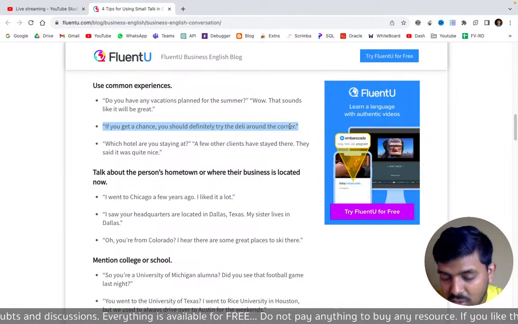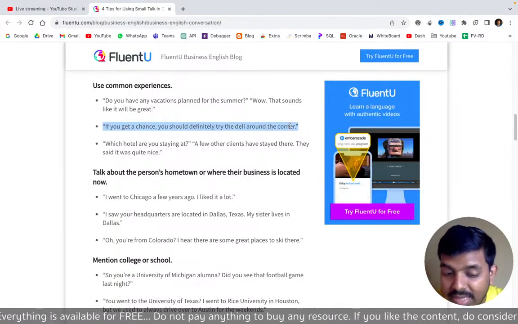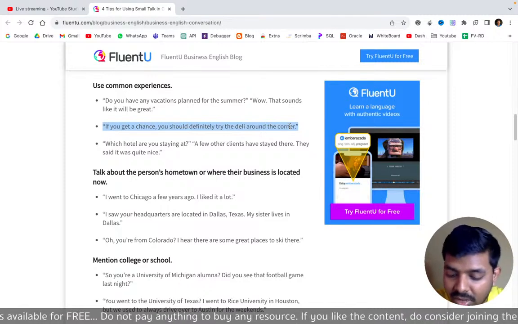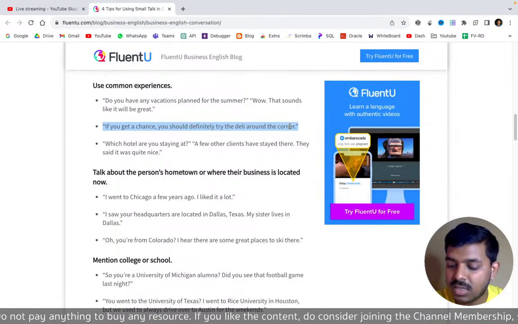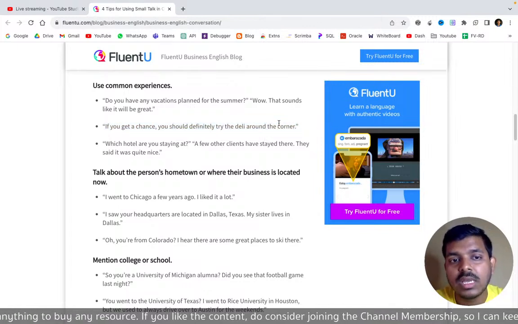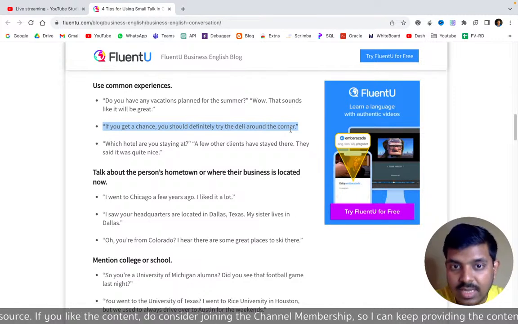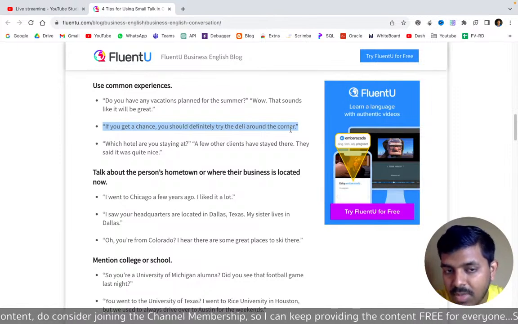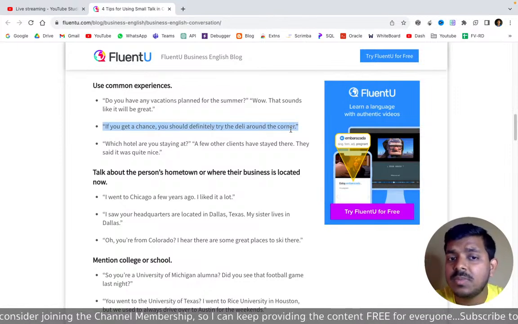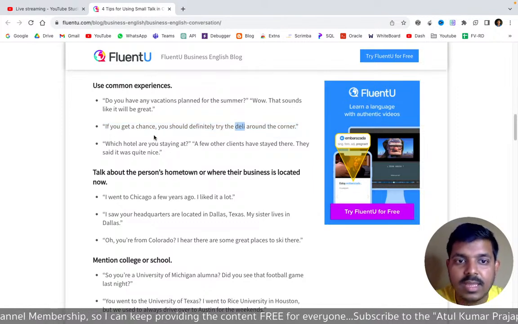So that is what I was trying to say, that if you have already experienced something and you feel that the other person is going to be somewhere nearby, you would not be hesitant to suggest that thing to them. So this is what the other person is trying to say, that if you get a chance, you should definitely try the deli around the corner. It means that there is a high probability that the other person has already tried this and enjoyed it.